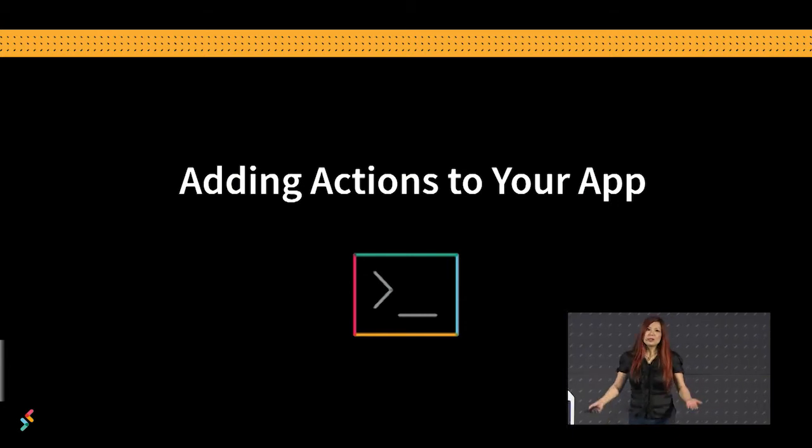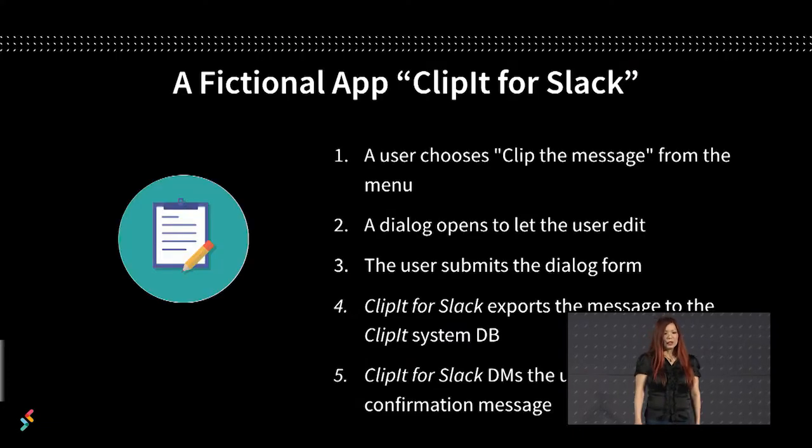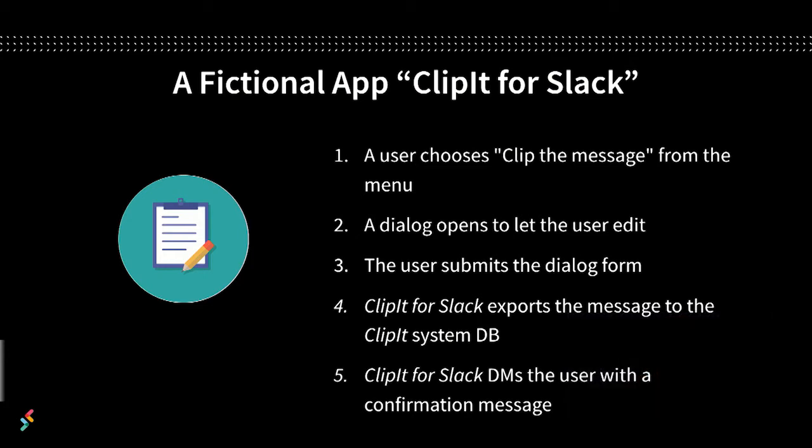So yeah, why don't you add an action to your app? So let's get started. I'm going to show you how here. So here I have this fictional app called Cliplt for Slack. Assume you have an app called Cliplt already. Maybe it's a web app, maybe a mobile app. You have a whole app somewhere with a DB and your app services all right there. And this is an app for Slack, so let's call it Cliplt for Slack, right?